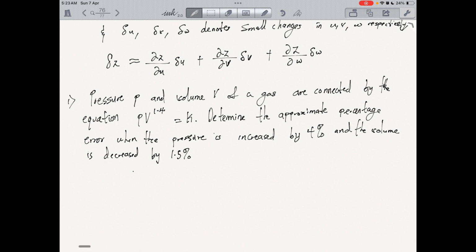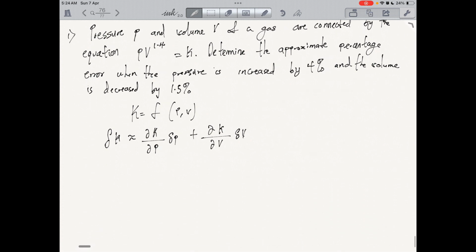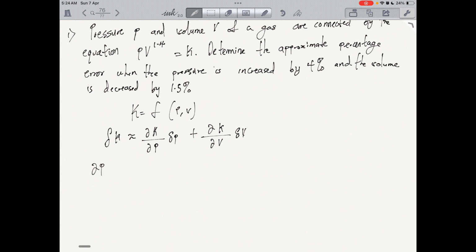Now, we are dealing with K here. So we can say that K is a function of P and V. Therefore, the small change in K is approximately the partial differentiation of K with respect to P multiplied by the small change in P, plus the partial differentiation of K with respect to V multiplied by the small change in V. So now let us evaluate the partial derivative of K with respect to P and of K with respect to V.